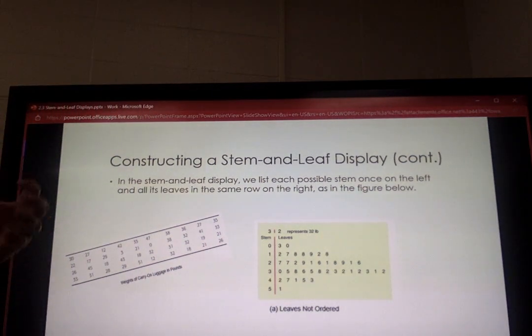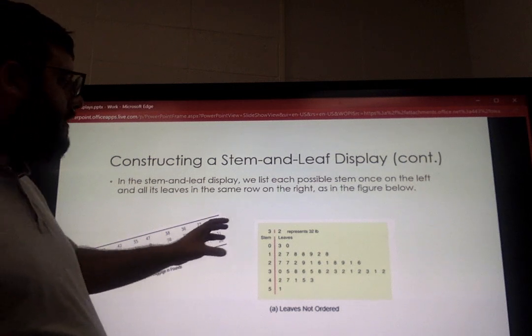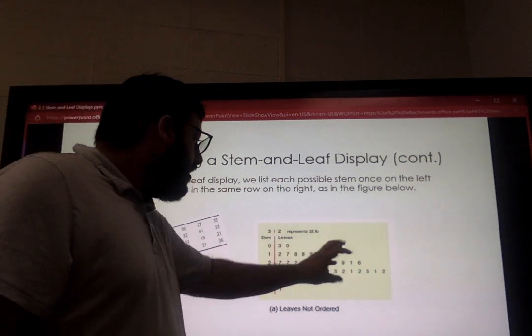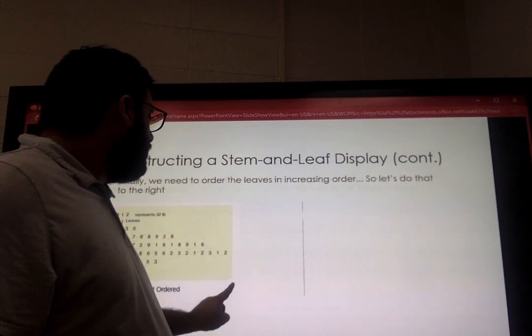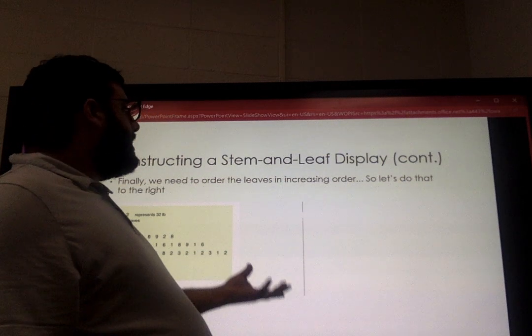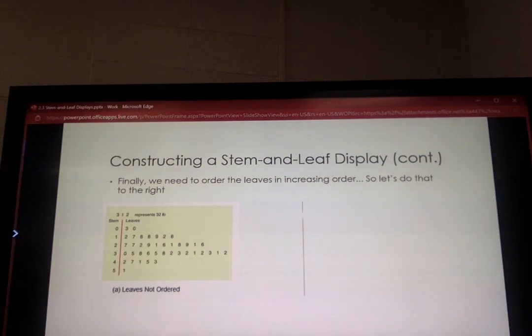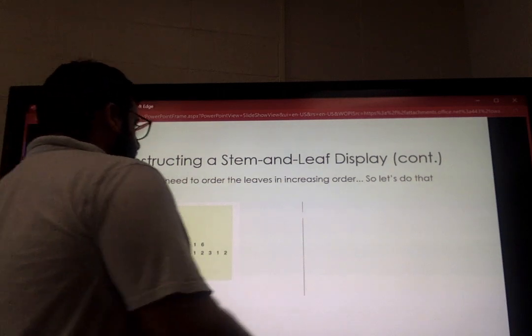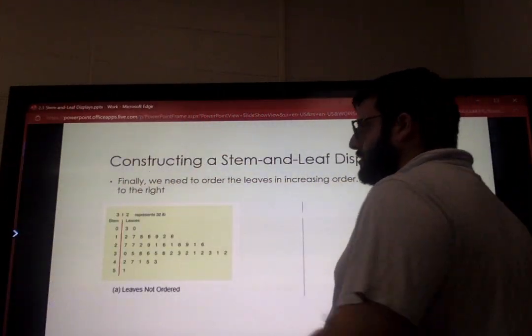Now, once we get all of our leaves in a row, we can start ordering them from smallest to greatest. So, for example, I'm going to do this right here.